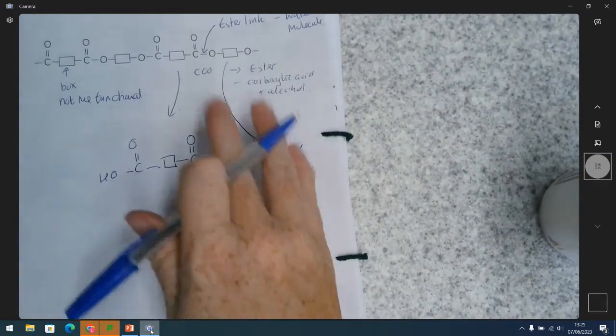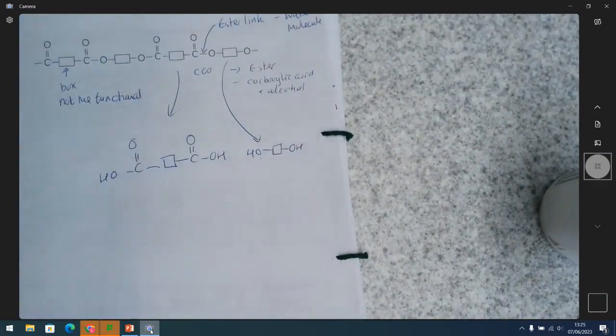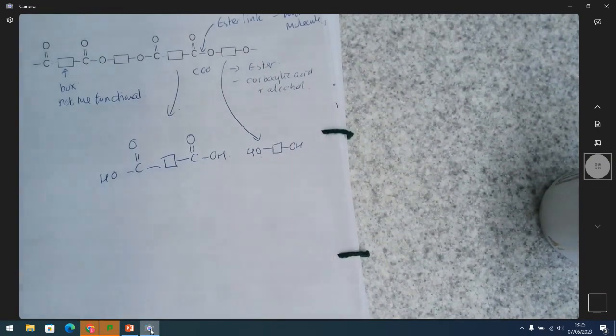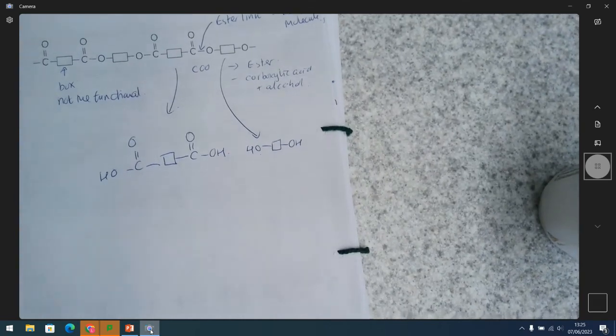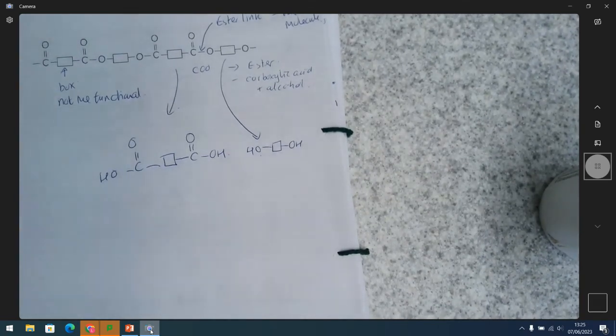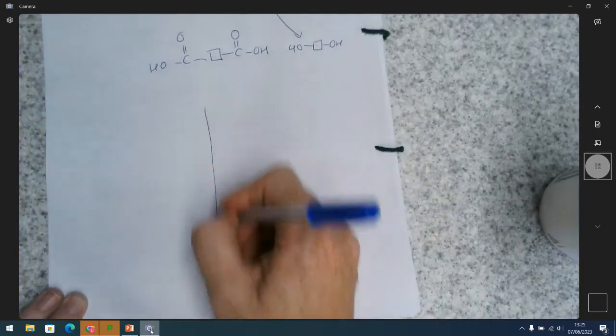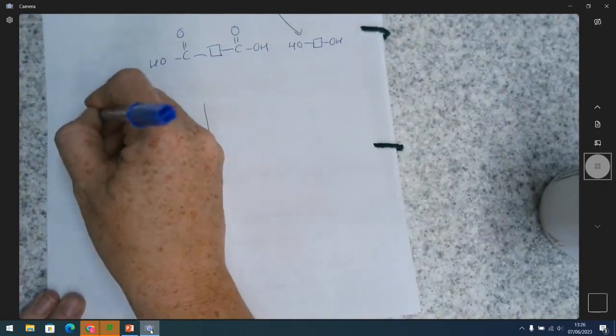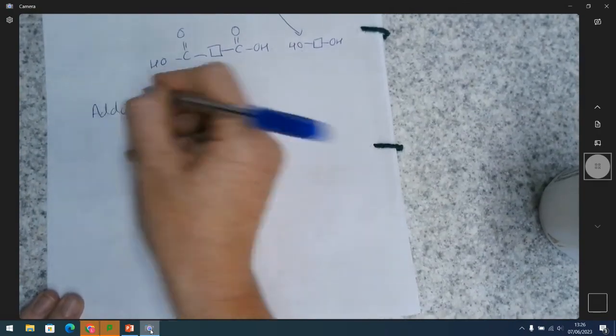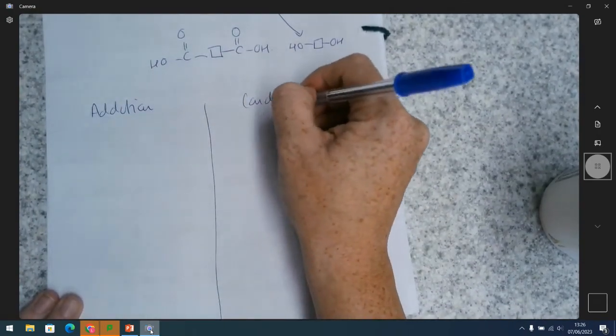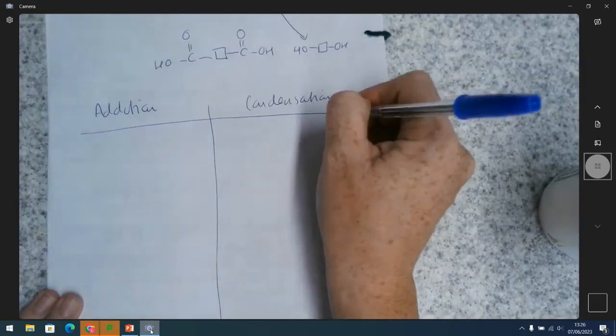So you might have to draw the monomers that make the polymer. It doesn't matter, it's just a box. It saves you writing them all out. So I just want to make sure we're clear on the difference between addition polymerization and condensation polymerization. So we're going to do a little table. We're going to have addition polymerization and condensation polymerization.